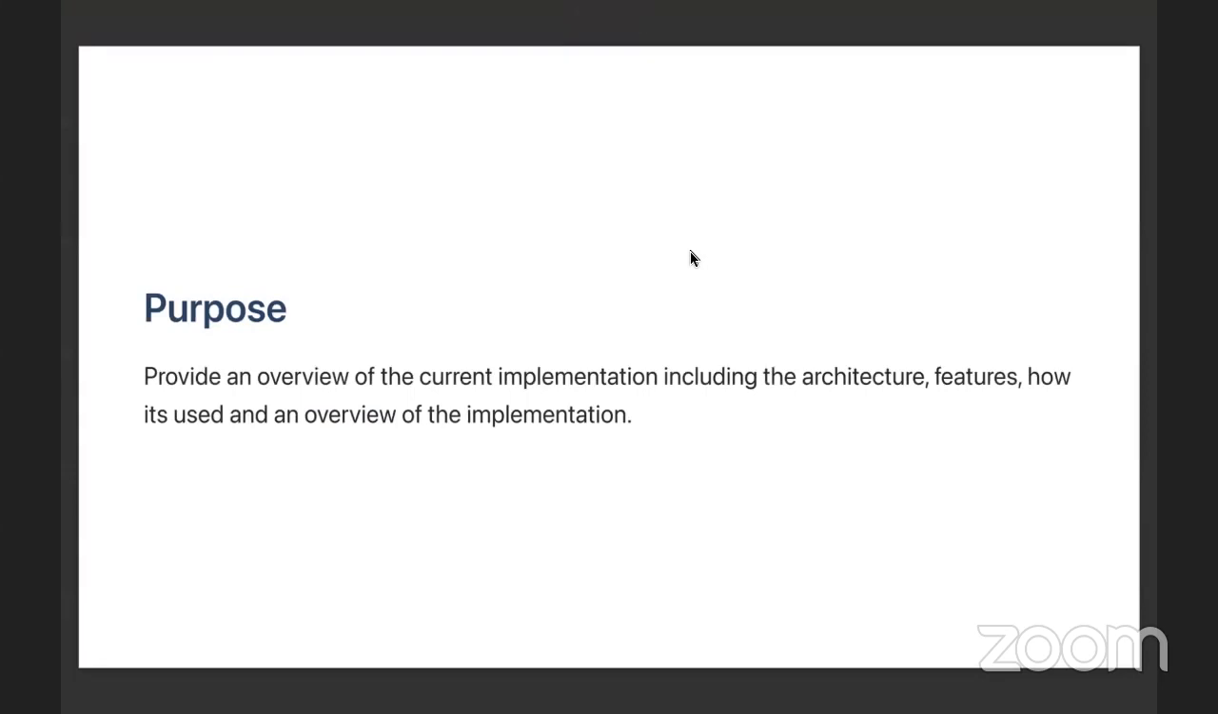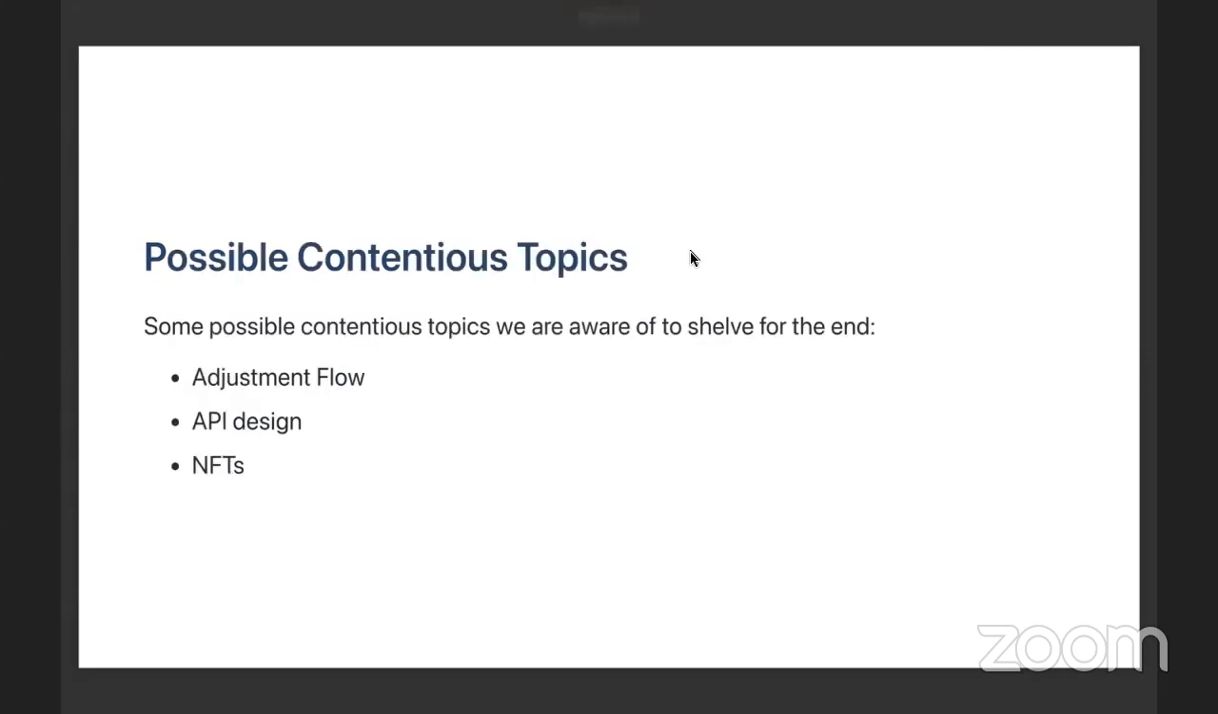So the overall purpose of this is just to give an overview of the current implementation of the GDA. So the architecture, the features, how it's used, and an overview of the implementation, the actual code itself. And an opportunity also for everyone to chime in on whether anything in the API needs to be added, removed, or updated. Some possibly contentious topics that I'm personally aware of, which could be shelved until the end: the adjustment flow, API design, and also the NFTs itself.